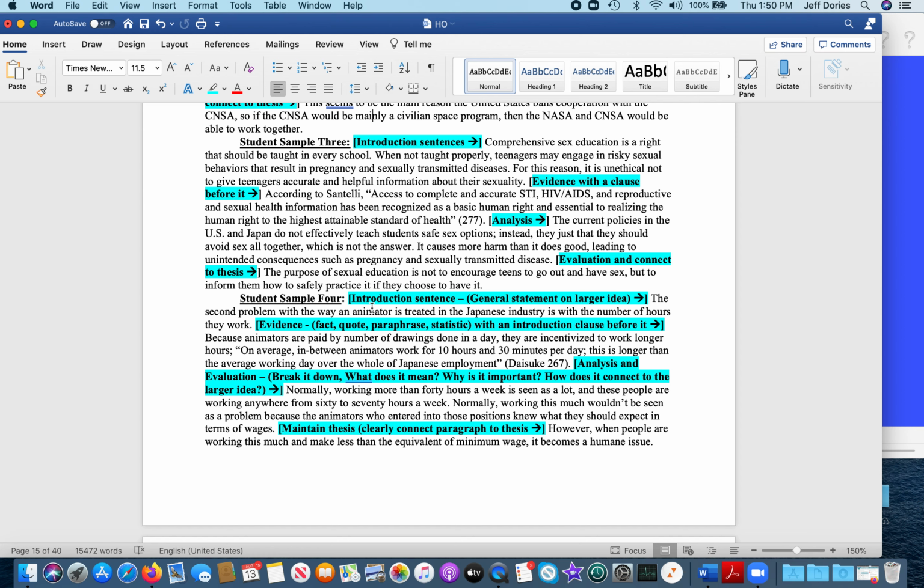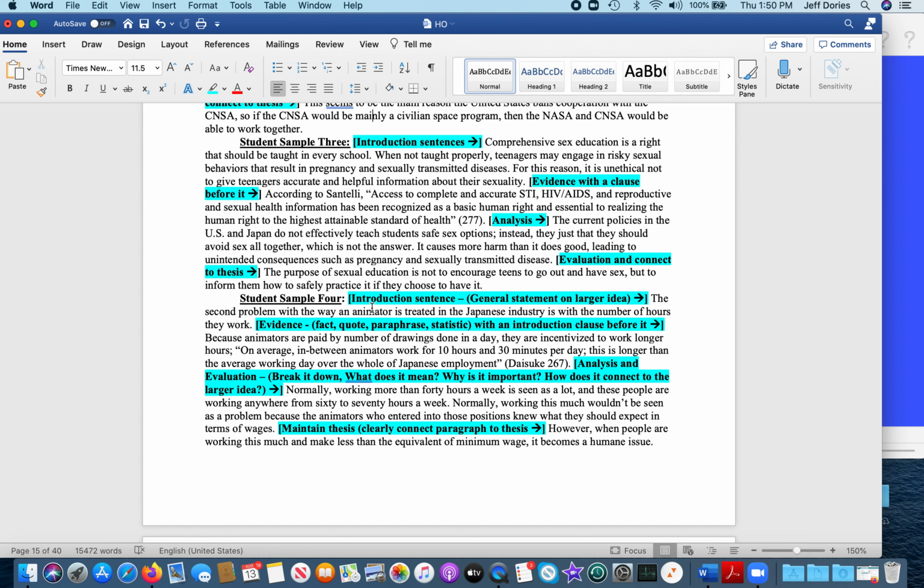Okay, access to complete and accurate STI, HIV/AIDS, and reproductive and sexual health information has been recognized as a basic human right and essential to realizing the human right to the highest attainable standard of health. Okay, so that's the evidence. Now we need to break it down. Why is that evidence important? Why is the bloody knife important? Right? So this is the analysis.